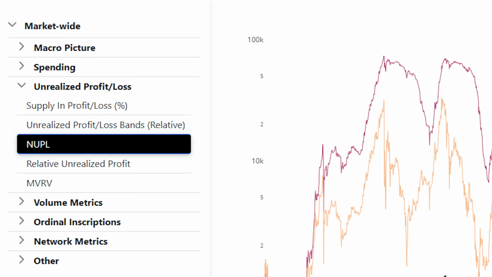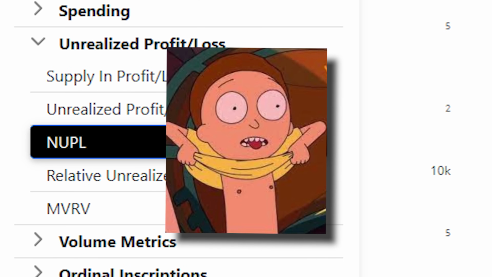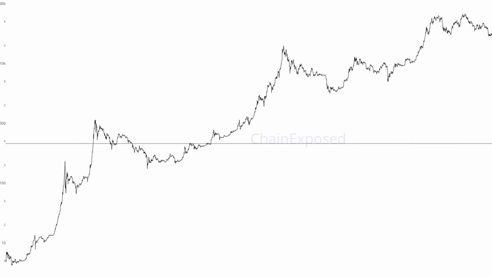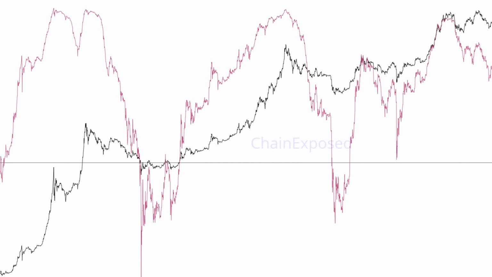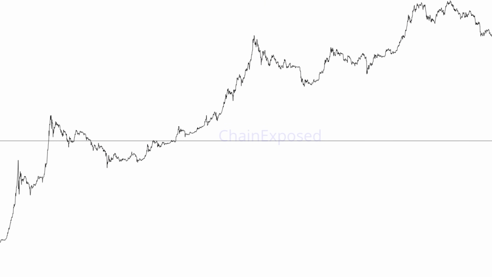Step number 3. The next chart is called the NUPL chart, or the Nupl chart. It kind of sounds like nipple. I kind of like that better. We'll call it the nipple chart. You'll have 3 lines on this chart. The black line is the price, the red line is long-term holders, and the orange line is both long-term and short-term holders. Then again, if you look closely, you'll see this horizontal black line, which is the 0 line.